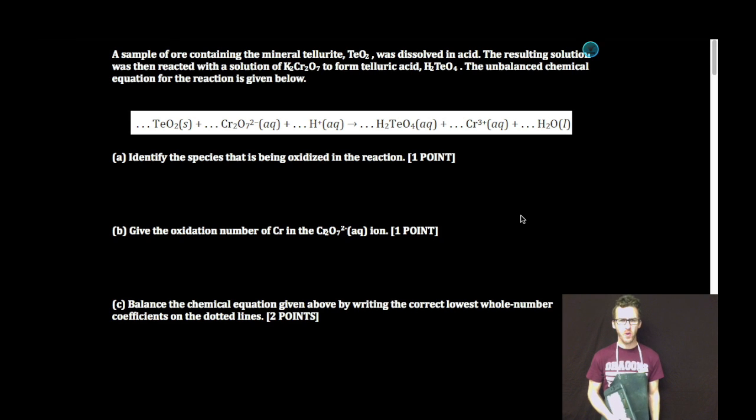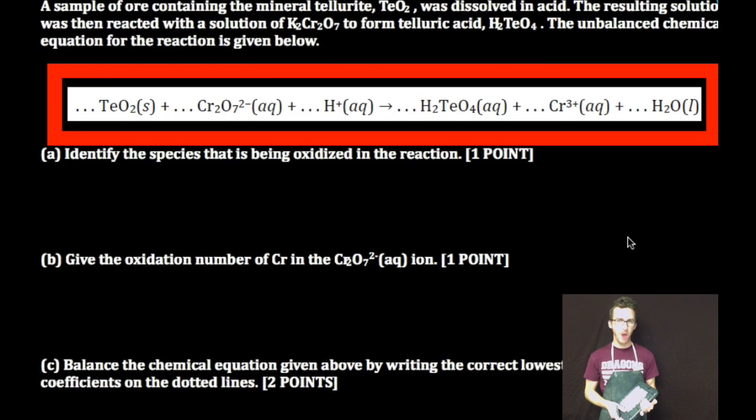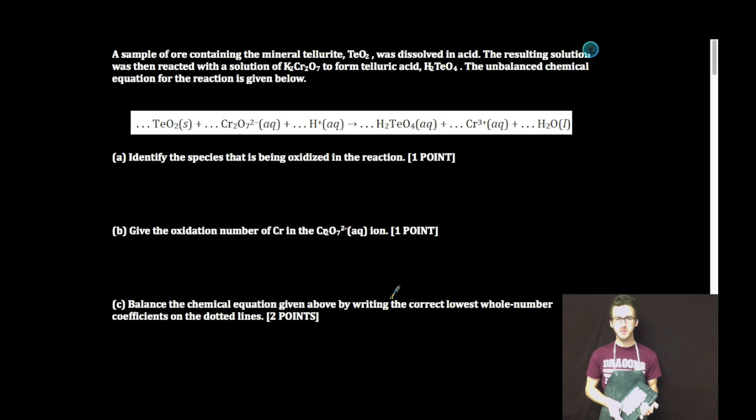A sample of ore containing the mineral tellurite, TeO2, was dissolved in acid. The resulting solution was then reacted with a solution of potassium dichromate to form telluric acid, H2TeO4. The unbalanced chemical equation for the reaction is given below. Part A. Identify the species that is being oxidized in the reaction.